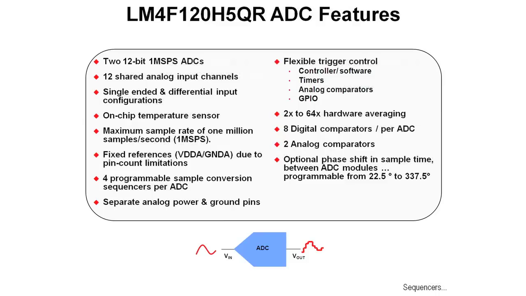Each ADC has 8 digital comparators. There are 2 total analog comparators for the device. Optionally, you can phase shift the sample time between the ADC modules, and that's programmable from 22.5 to 337.5 degrees.